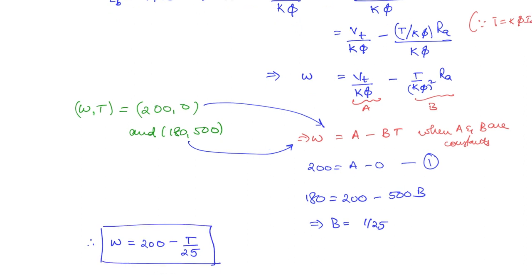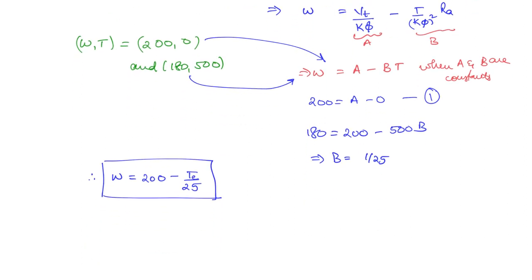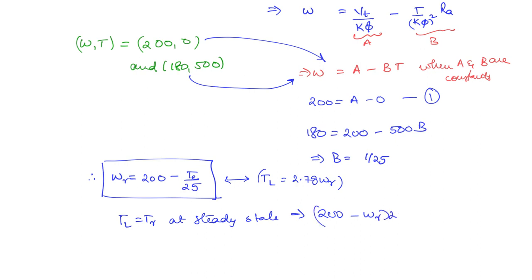Okay. Now this is what electromagnetic torque, and you can take this as the speed, rotational speed. Now this should intersect with the load torque, which is given by 2.78 omega_r. Okay. So T_L is equal to T at steady state implies that (200 minus omega_r) into 25 is equal to 2.78 omega_r. So if you solve this, you are going to get omega is equal to 180.18 radian per second.